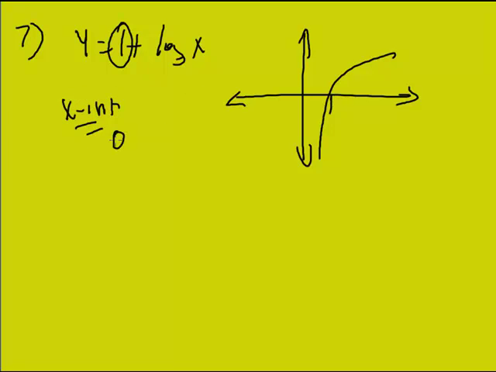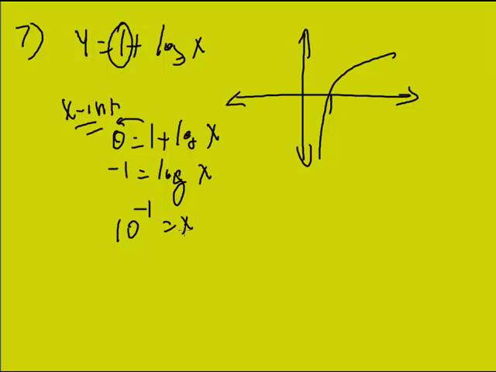We're going to turn y into 0. 1 plus log of x. Take the 1 over. I get negative 1 is equal to log of x. And what is my base in this particular problem? Yes, 10. My power is negative 1 is equal to x. And my x is equal to 1 over 10. So this is 1 over 10. It used to be 1. Since it got moved up, it's crossing at 1 over 10.